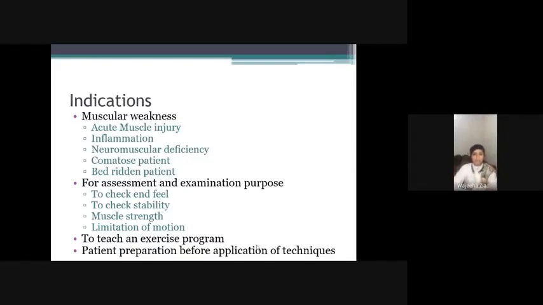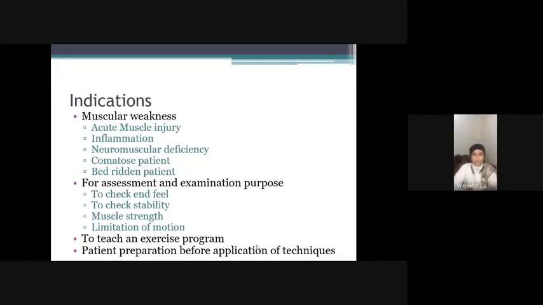Passive movements can be indicated in case of muscular weakness. Muscular weakness due to any kind of muscular injury, inflammation, neuromuscular deficiency, or a comatose or bedridden patient. Whenever we go for the assessment and examination of the patient, we have to use different kinds of physiotherapy tools, like the different types of techniques. For those techniques, we have to perform many things in the passive range of motion to check the end feel, the stability, the muscle strength, as in manual muscle testing, and the limitation of motion.